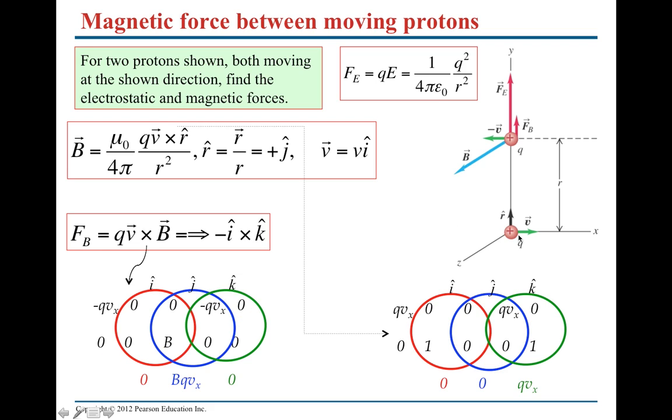The magnetic field that we found due to the lower charge is along K hat. From here I get 0 for the I hat. The J hat gives me 0 minus minus, which will give me BQVX, and remember, B we calculated from here, and then 0. So the magnetic force is also along the J hat.